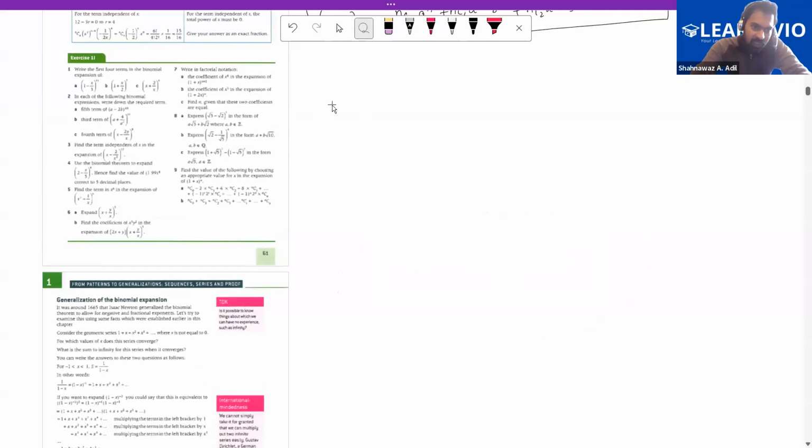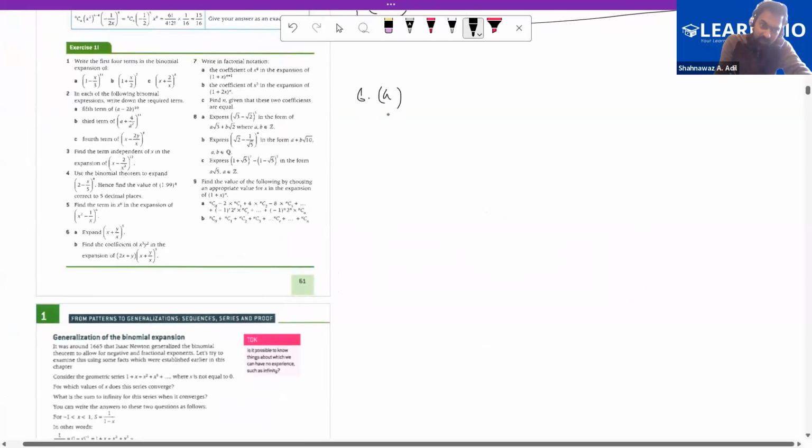So we have to expand this term. 6a, let me zoom in. This is (x plus y by x) to the power 5. We can do this question in many ways. One way is that we just take the LCM, so this would be (x squared plus y) to the power 5 in the numerator, and in the denominator we have x to the power 5. So we expand this and divide by x to the power 5. That is one way, or we just expand this directly. So let's just expand this only.